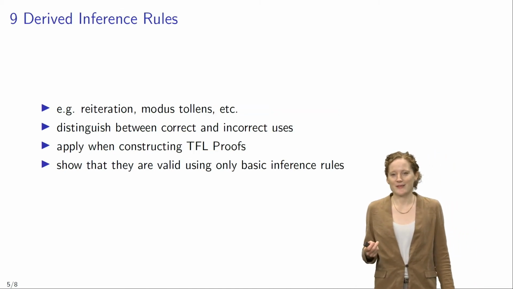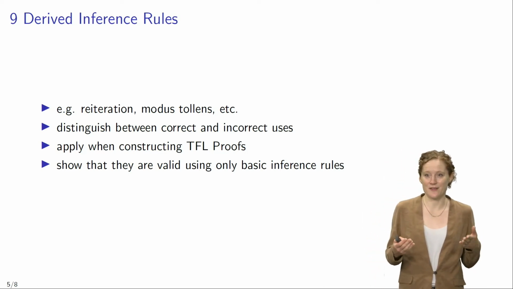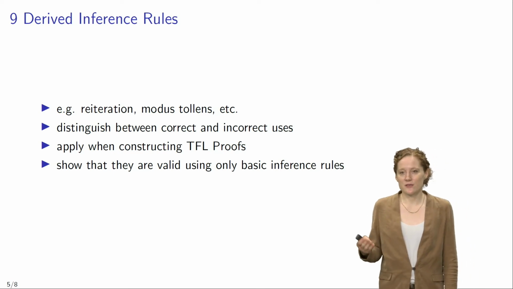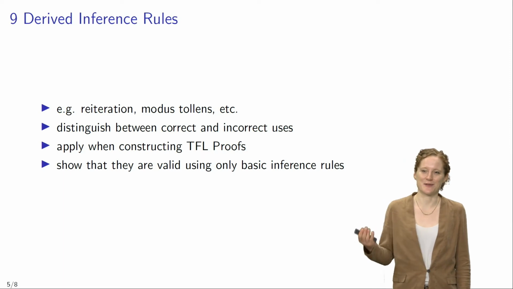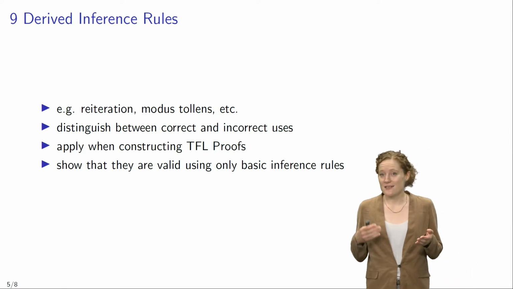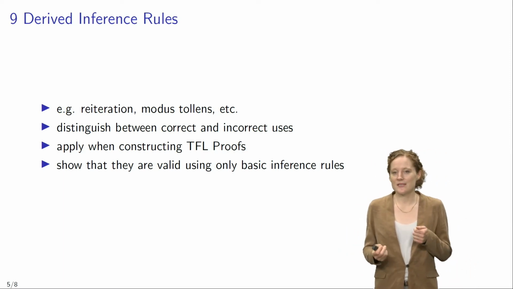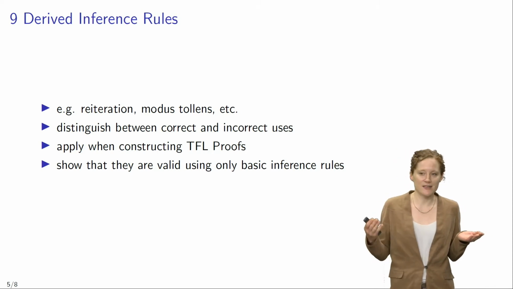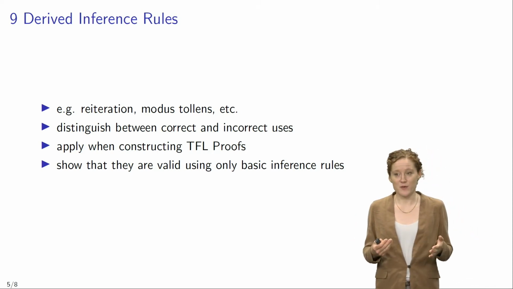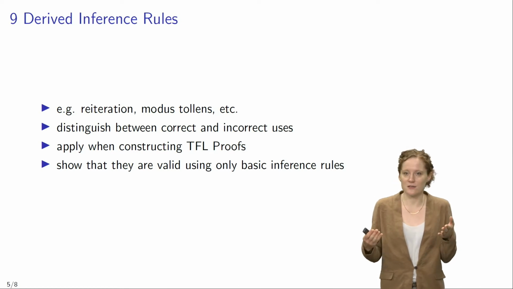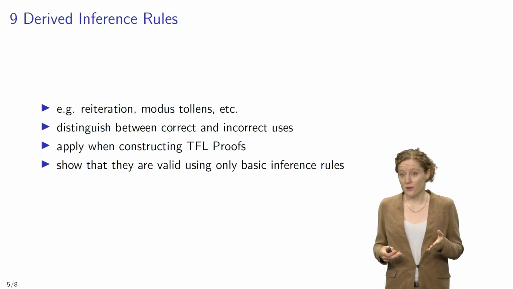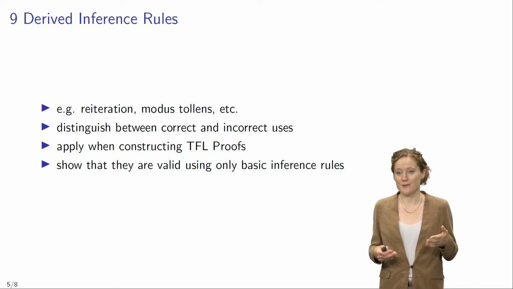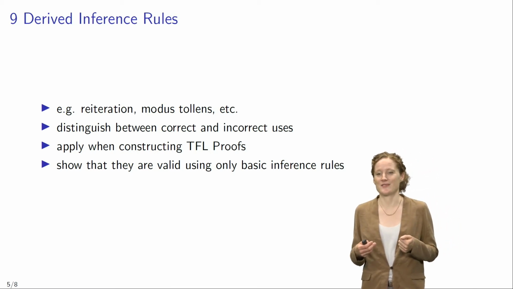After introducing the 12 basic inference rules, we discussed 9 derived inference rules. So these included reiteration, modus tollens, disjunctive syllogism, and so on and so forth. For each of these derived inference rules, you should be able to distinguish between correct and incorrect uses. So as before, we may show you a proof and ask you, can you point out the mistake? What's going wrong here? You should also be able to apply these rules when constructing TFL proofs from scratch.